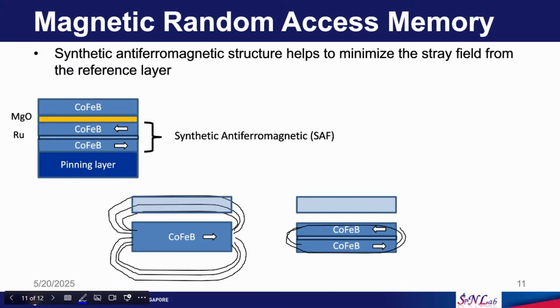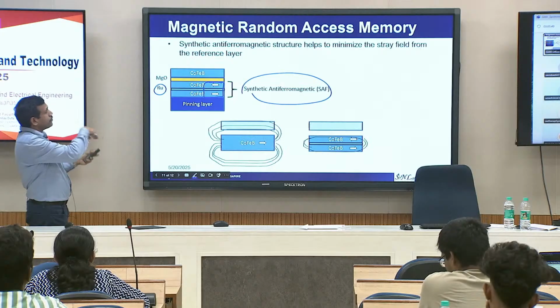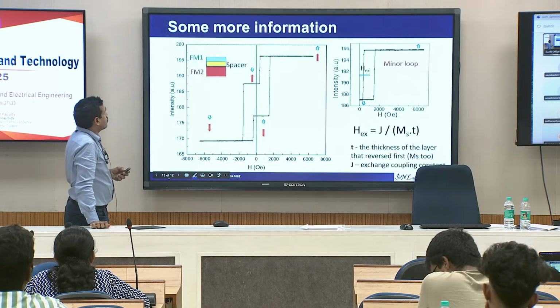Similarly, when we learn MRAM, I will introduce that we are also using synthetic antiferromagnetic structures in MRAM. Today I will not go through this, but when we learn MRAM, we will go through it. But just remember that synthetic antiferromagnetism means we have two ferromagnetic layers separated by ruthenium, which induces antiferromagnetic, antiparallel alignment of magnetization. So, just remember this when we learn about MRAM.